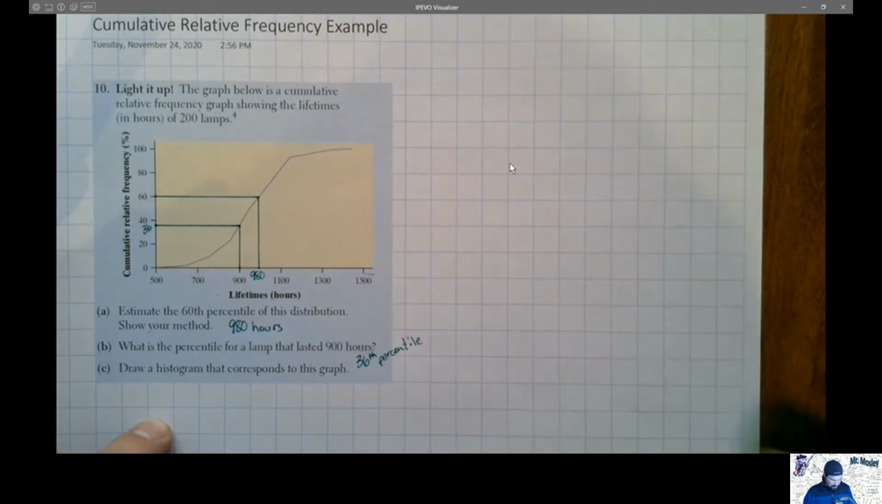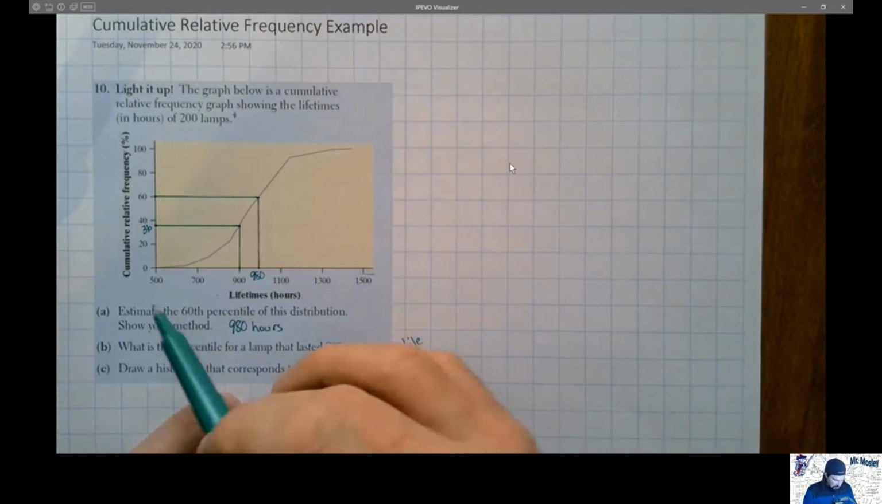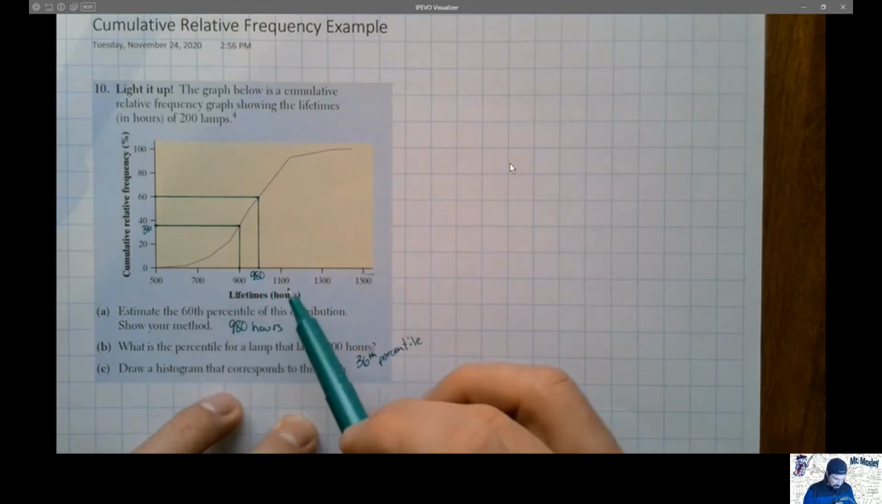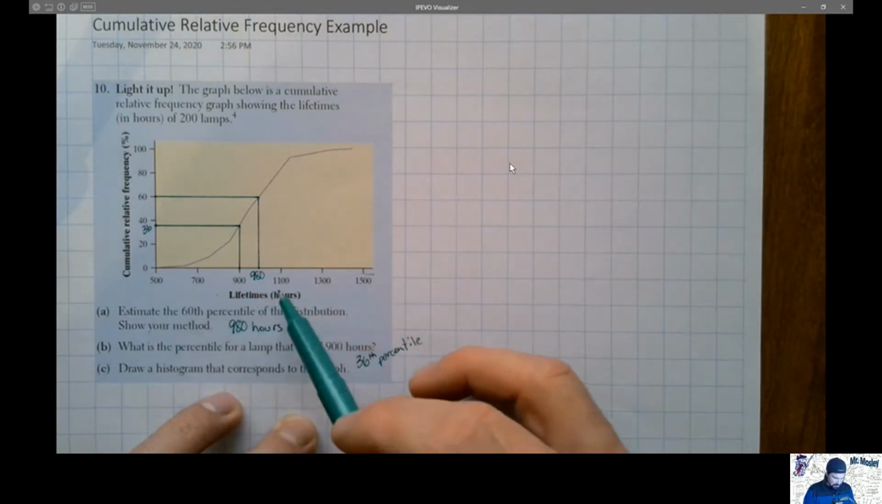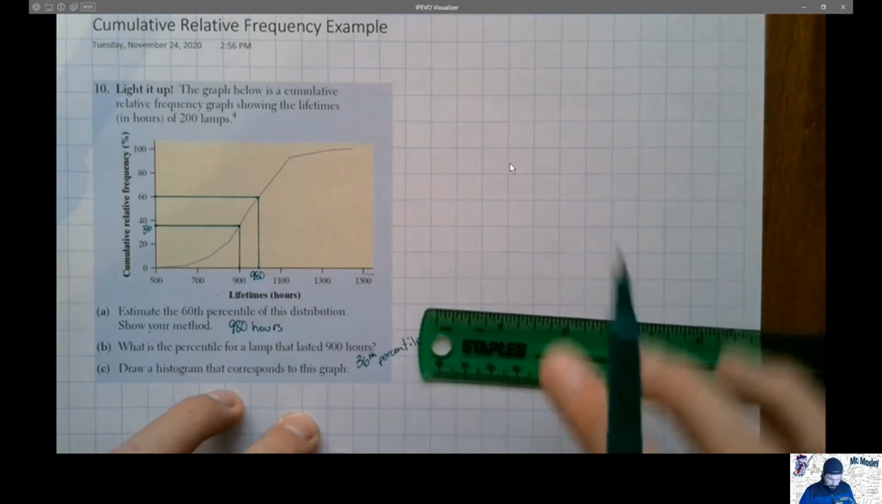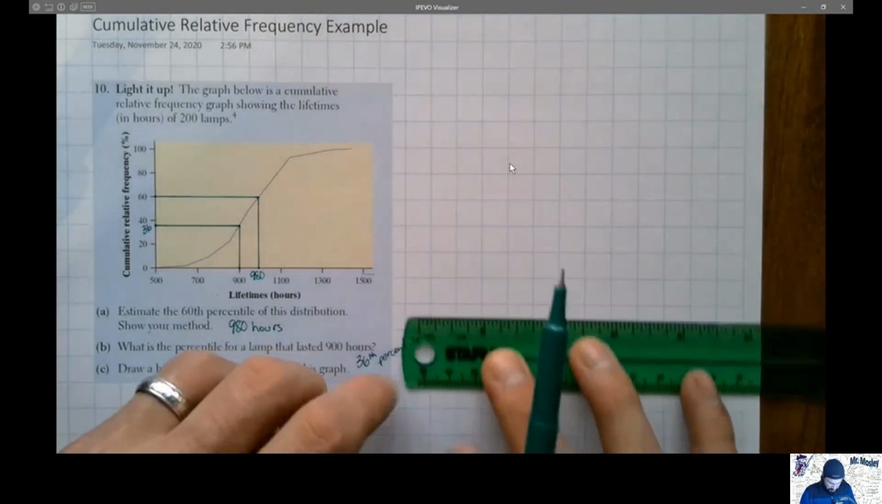Now, part C, draw a histogram that corresponds to this graph. So based on the information I have, I'm going to make a relative frequency histogram instead of an actual frequency histogram, because I have percentages here to work with. I don't necessarily have enough accurate information to put the actual counts for each of these categories. Okay, and so here I'm going to have the same demarcations on my x-axis: 500, 700, 900, 1100, 1300, 1500. All right. I'm going to use my grid lines here.